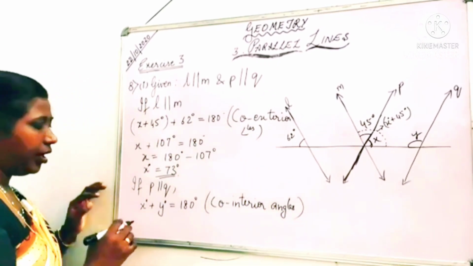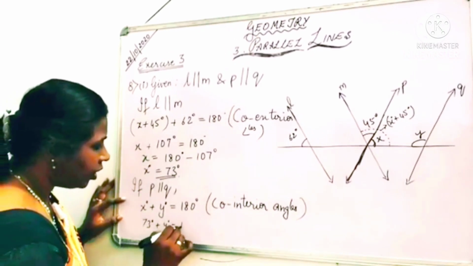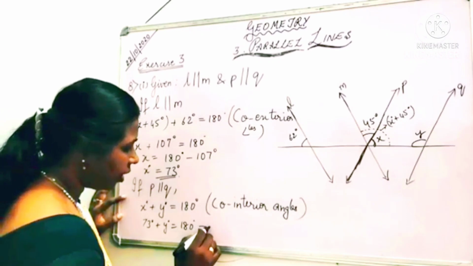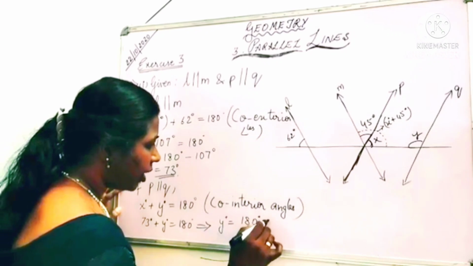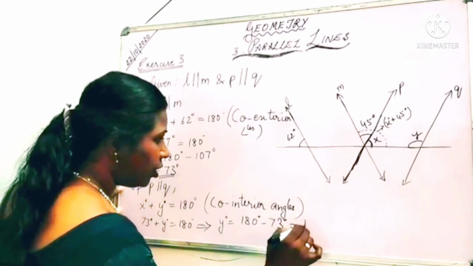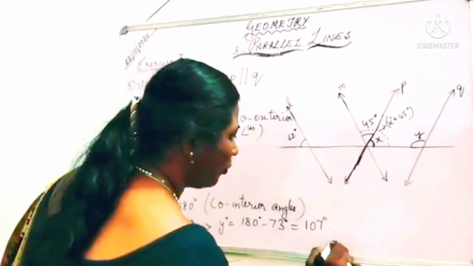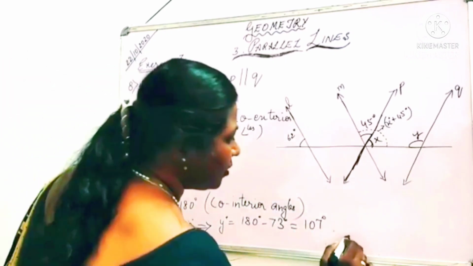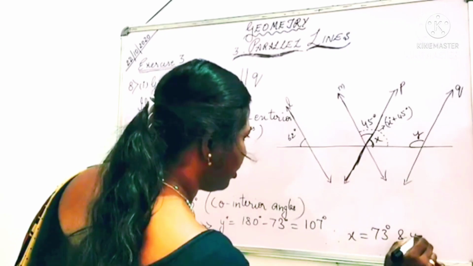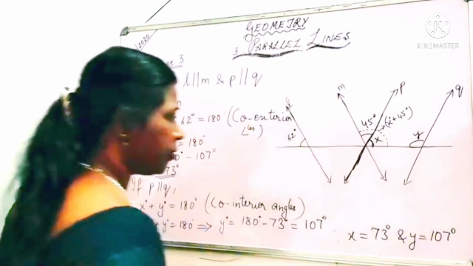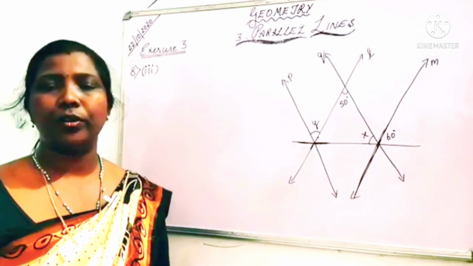Okay students, then x degree we have 73 degree plus y degree is equal to 180 degree. So that implies y degree is equal to 180 degree minus 73 degree, that is equal to 107 degree. Therefore the angles are x is equal to 73 degree and y is equal to 107 degree respectively. Is that clear students? Now for the 8th question, the second part you can do as homework.